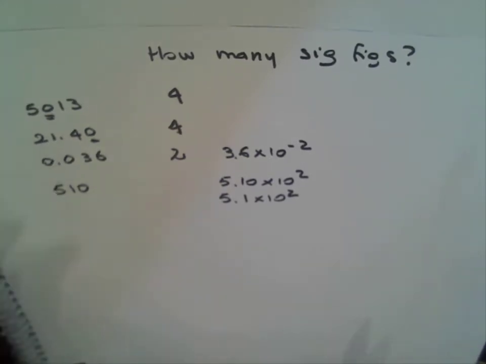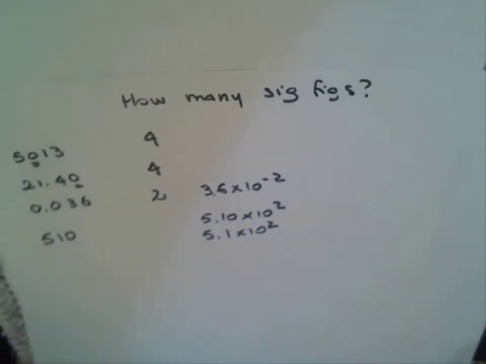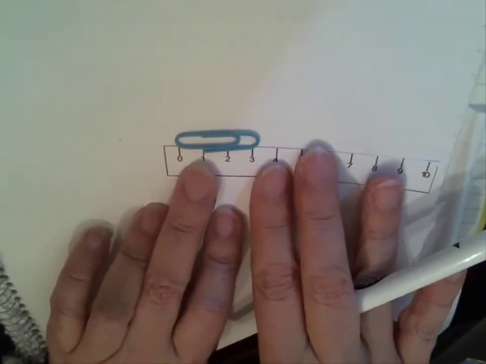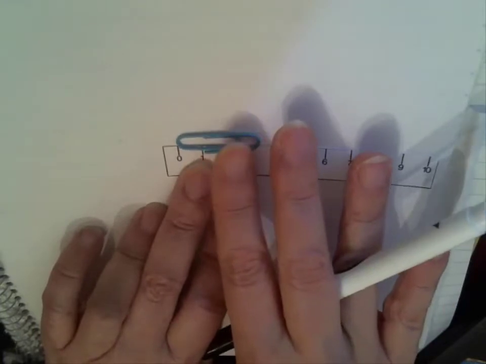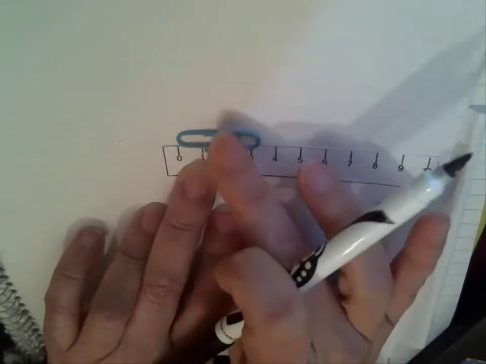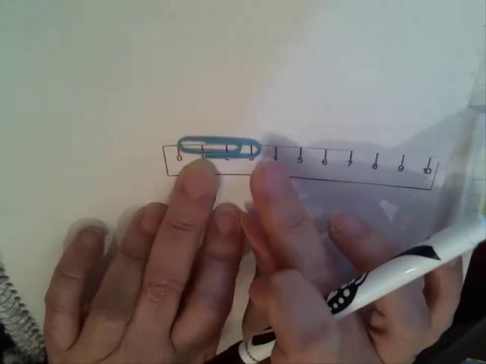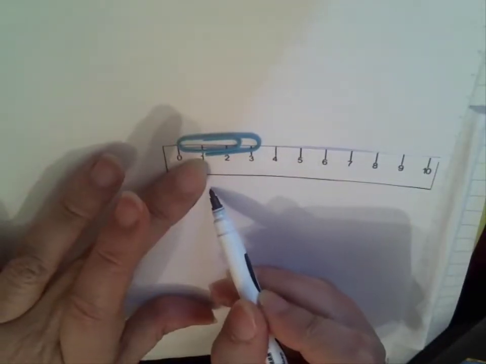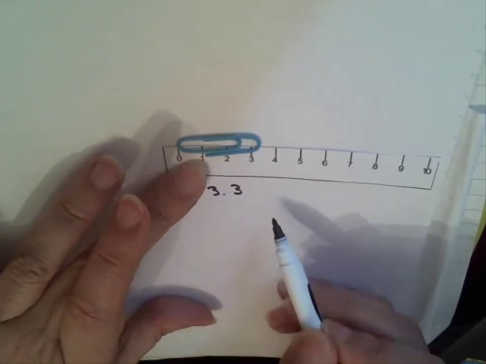Now, when does this concept become important? Suppose I have a paper clip and I want to determine how long this is. Now I can measure this with different tools. So I did print a couple of rulers, and I can see that if I use this ruler, the length of this paper clip is somewhere between 3 and 4. And if I position it right, I can guess that it is somewhere around 3.3. I can kind of estimate that, so I can say 3.3, I could say 3.4.